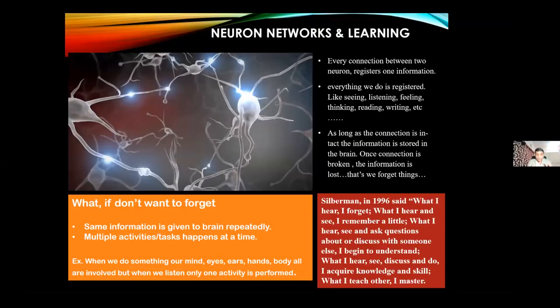Then there will not be one connection here, there will be many connections together. So if one connection is broken, the other connections will remain intact, and the things will not go away from the mind. This is very, very important when it comes to learning, and active learning is completely based on these two aspects. I'll explain in the method how active learning utilizes these two crucial pieces of knowledge.